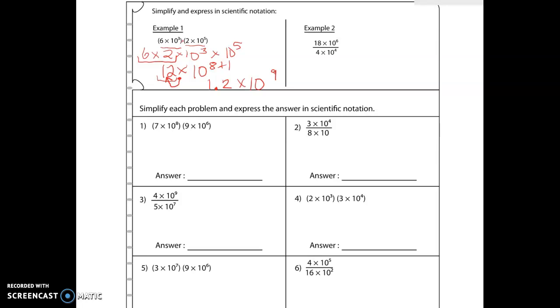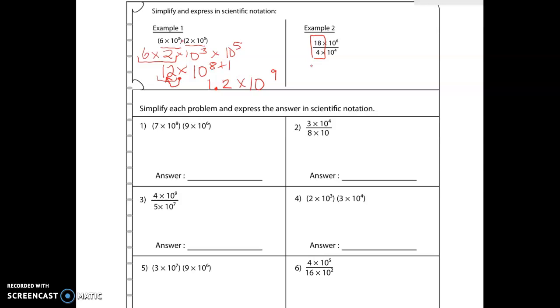Example number 2, very similar. This is division, however. I have multiplication on top, multiplication on bottom. So when you have multiplication on top and bottom, no other operations like addition, subtraction, you can actually simplify. So we're kind of going to break it up. We're going to simplify this first.